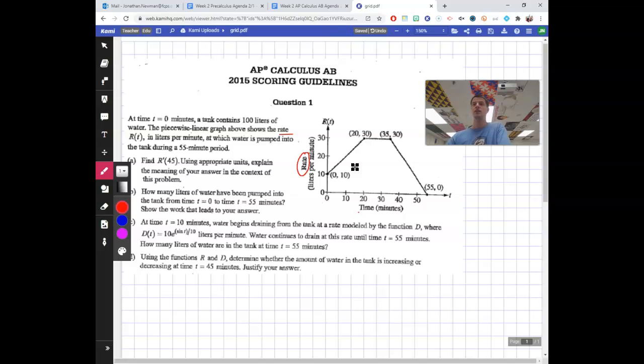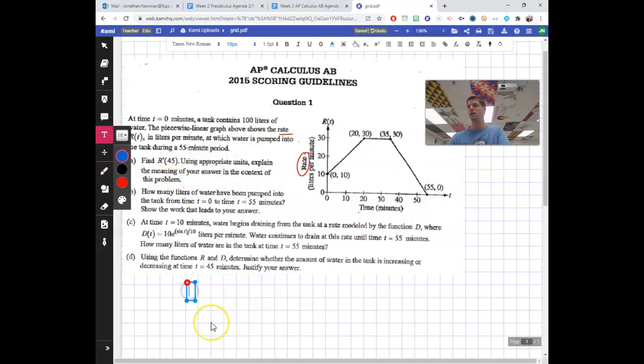First, they want us to find R prime. So this is the derivative of the rate. In other words, it's how fast the rate is changing. Okay, so let's explain the meaning of your answer in context. Well, we can go ahead and type that down, right? That's going to be part A here.